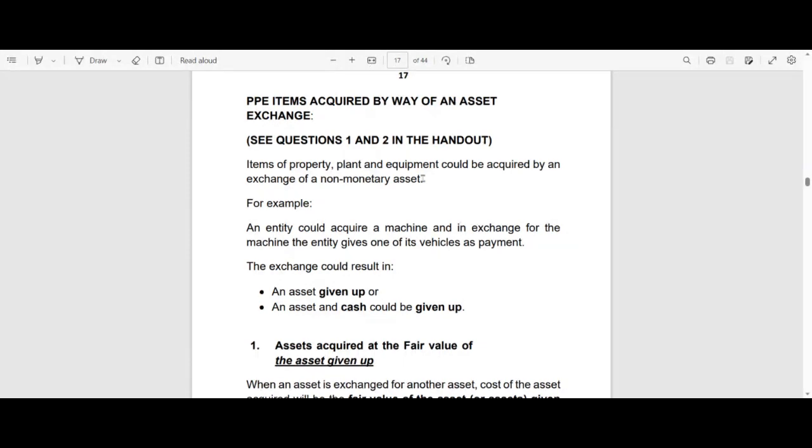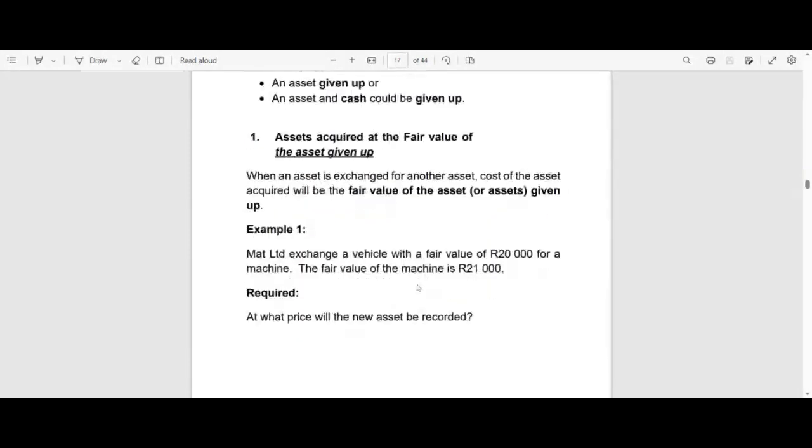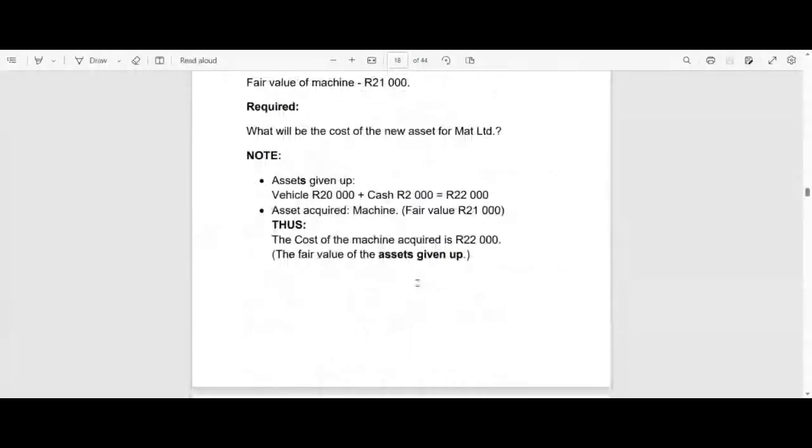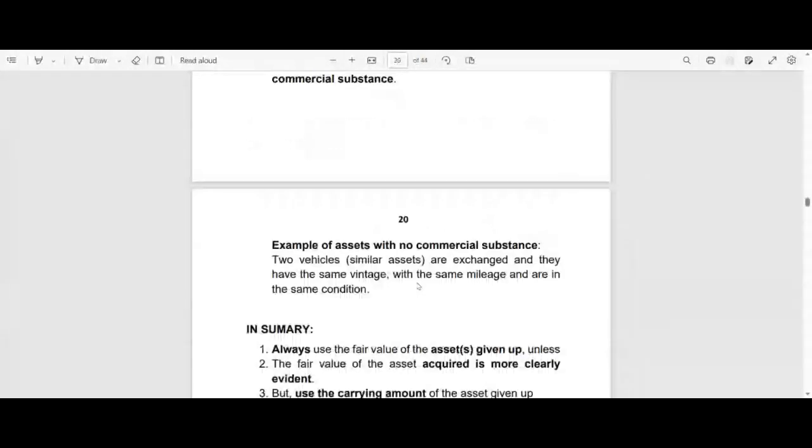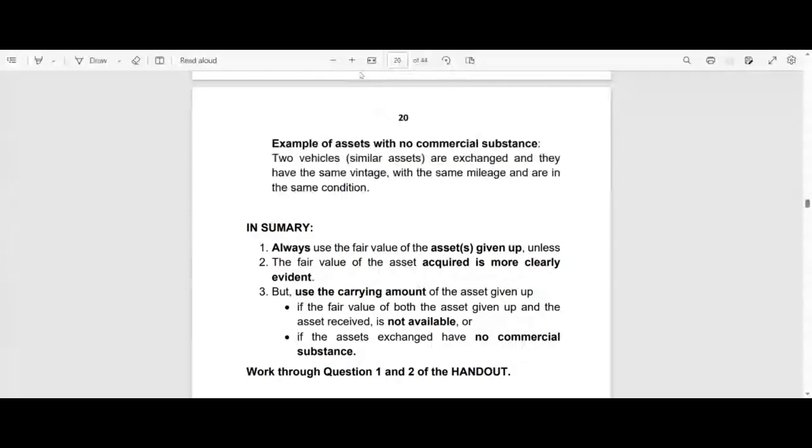I think it's on page 20. Hopefully, you've gone through these examples. They are quite detailed there. Yeah, that's the one other.